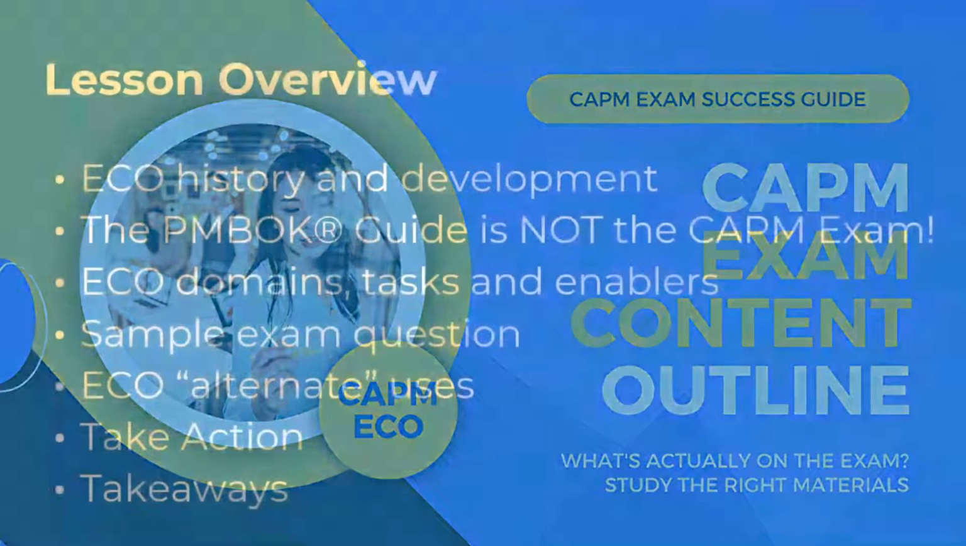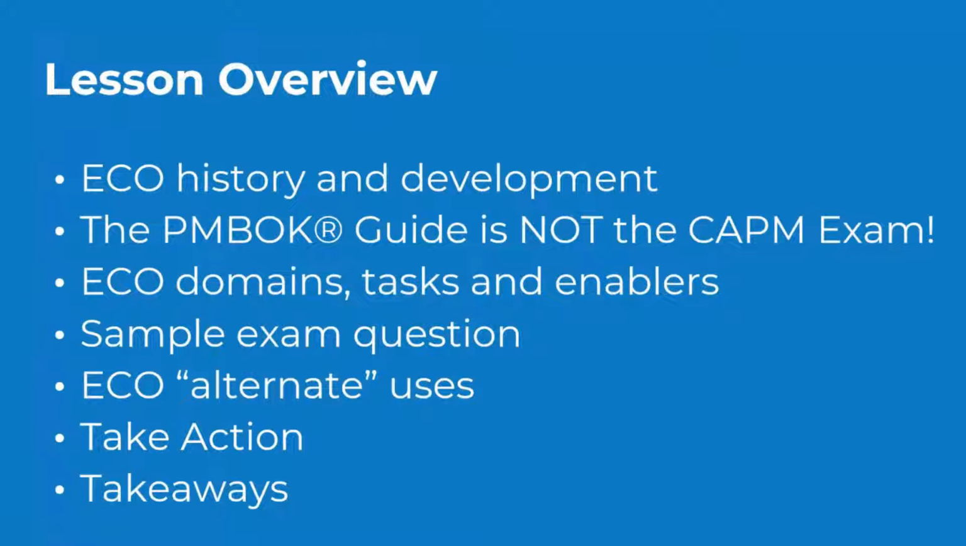Let's take a look at our agenda here, what we're going to be doing. We'll start with a little bit of history and development in regards to the exam content outline. Then we're going to talk about the PMBOK guide and how it is not the CAPM exam. I want to then dive into the ECO, talk about the domains, the tasks, the enablers. I have a sample question for you. And then I want to show you a couple of alternate uses of the ECO. In particular, how can I use the ECO for my CAPM exam prep? There's a very simple and easy trick to do that. A couple of take actions and takeaways at the end.